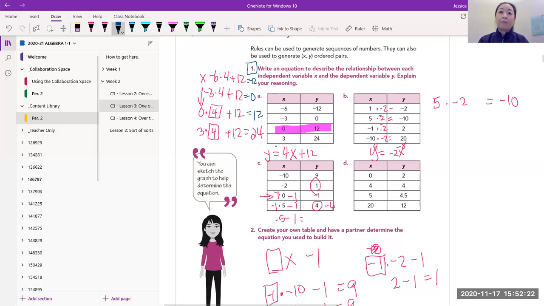So we said our function was y is equal to, this y being the y values, 4 times x. So 4 times whatever the x value is, plus 12. And somebody had noticed that, oh, the 0, 12, that's the y-intercept.